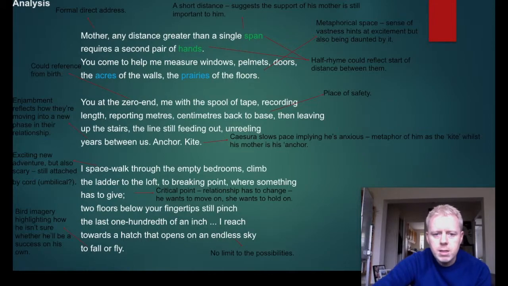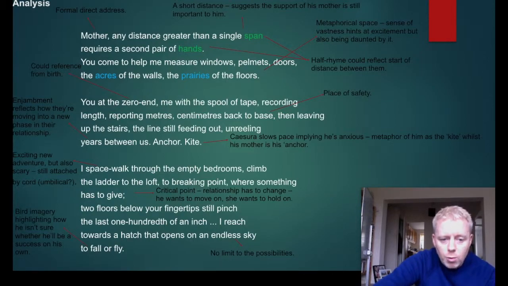You at the zero end, me with the spool of tape. So this could reference from birth. The zero end could be day one, and the spool of tape could be the umbilical cord. Recording length, always there, recording key data from the child's life, etc.